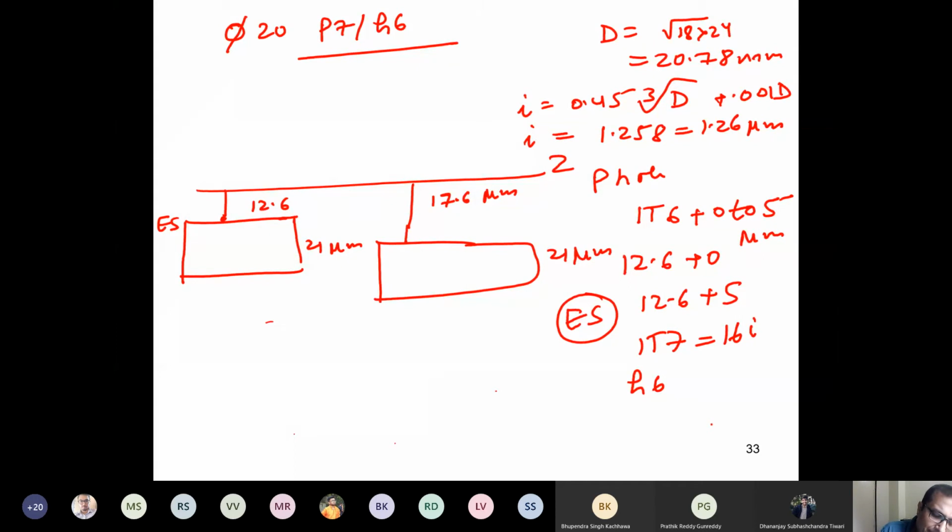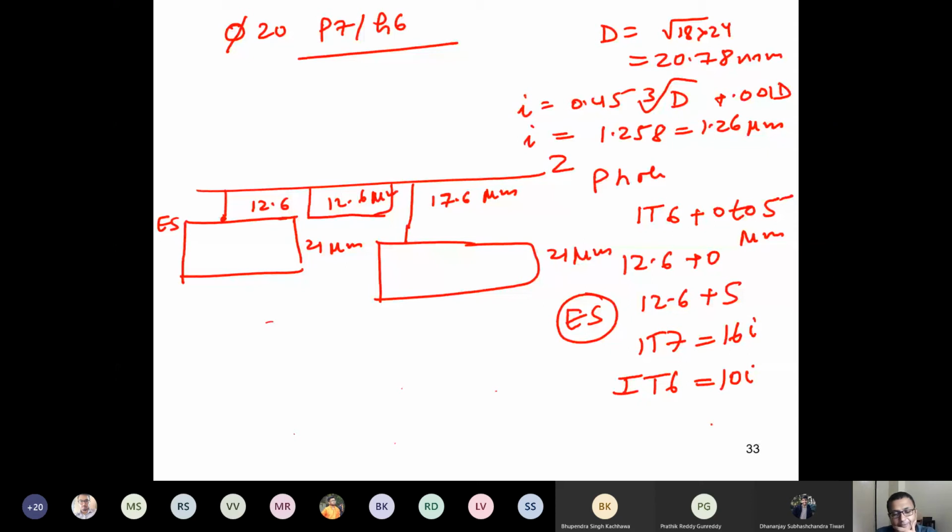For shaft, what will that be? 0, and then IT6 is 10i. IT6 is equal to 10i. So I know 0, so this will be 10 microns. This will be 12.6 microns. Exactly this. This is 12.6 microns.